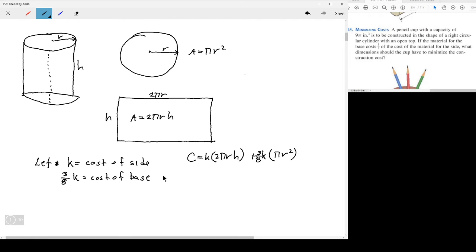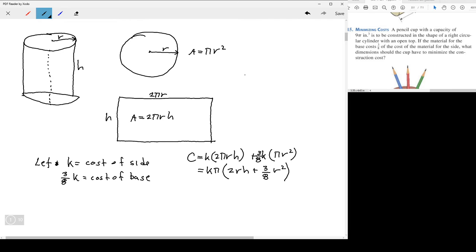Now, notice we've got a factor of pi in here, and we've got a factor of K in here. So before I do anything else, I want to rewrite this. I'm going to factor out K and pi. So K pi, and then that's going to give me 2rh plus 3/8 r squared.